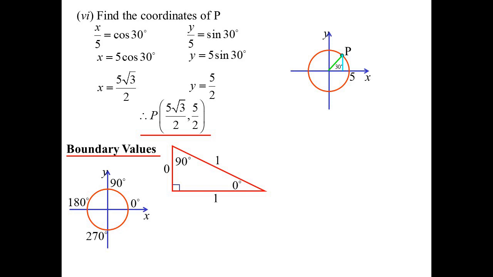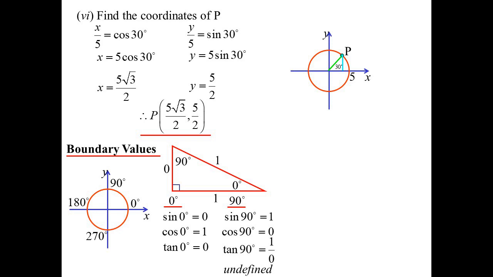I can now read off this fictitious triangle. 0 degrees. Sine of 0 is 0. Cosine of 0 is 1. Tan of 0 is 0. 90 degrees, I can read those off as well. Tan 90, of course, is undefined, because 1 divided by 0, you can't do it. So it's undefined. 180 degrees.